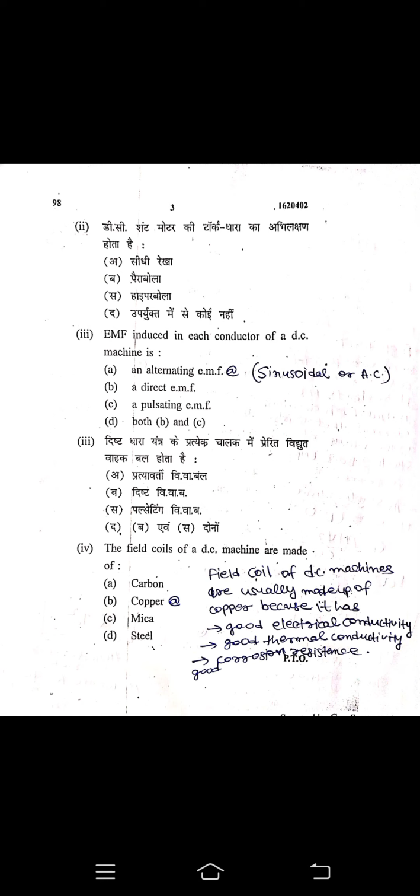Copper has good electrical conductivity, good thermal conductivity and good corrosion resistance. These are the basic properties of copper material, so field coils of any type used in DC machines, either generator or motor, are made of copper. For AC machines also, alternator and transformer, copper is used. So the right answer will be option number B.